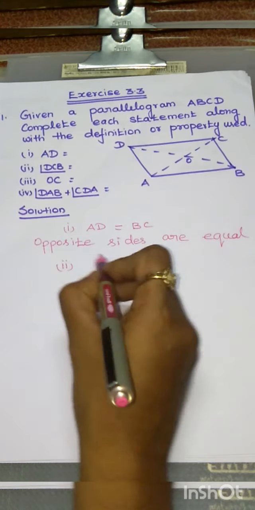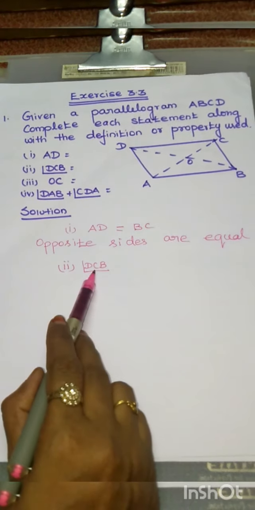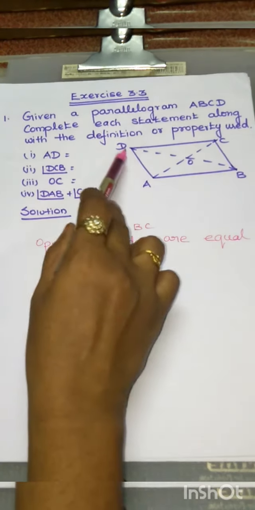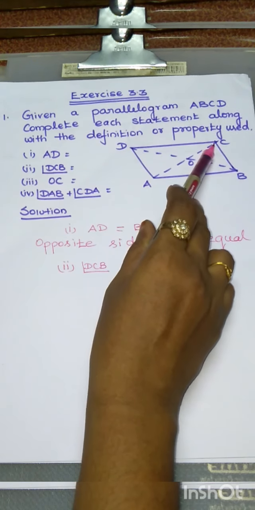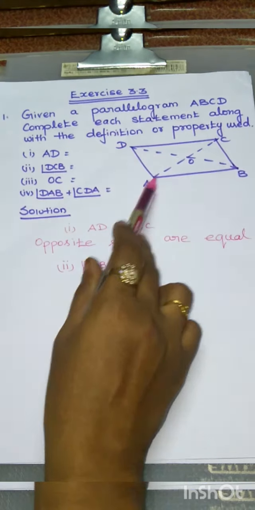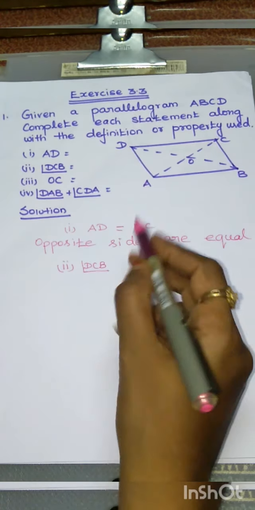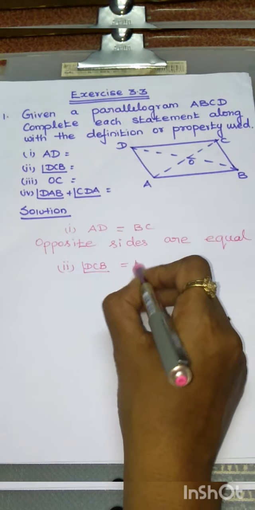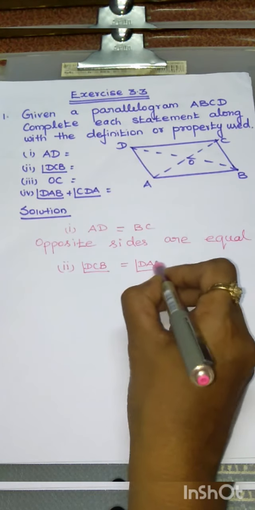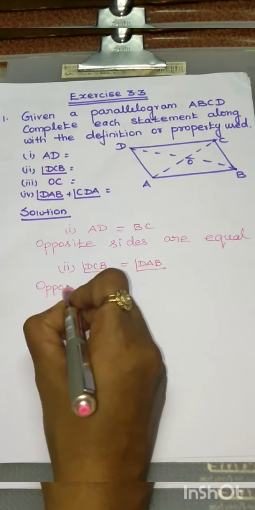And the second one, angle DCB. Actually the center letter is the vertex of the particular angle, DCB. What about DCB? That is the question. DCB is equal to DAB. What is the reason for this? Opposite angles are equal. So directly we have to take DCB is equal to DAB. Reason is opposite angles are equal.